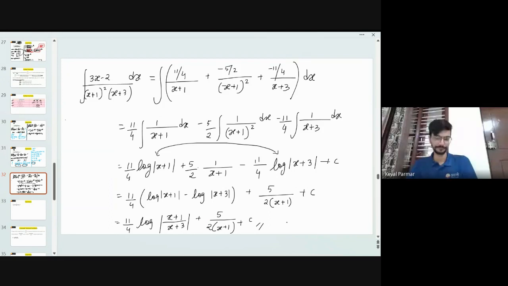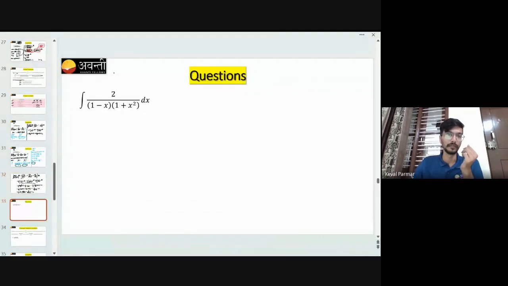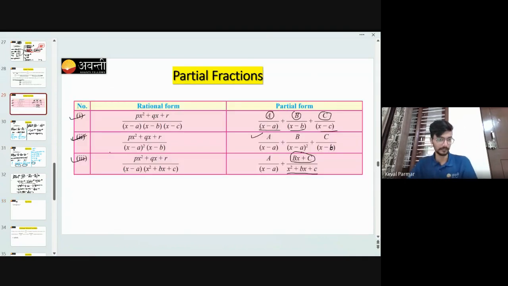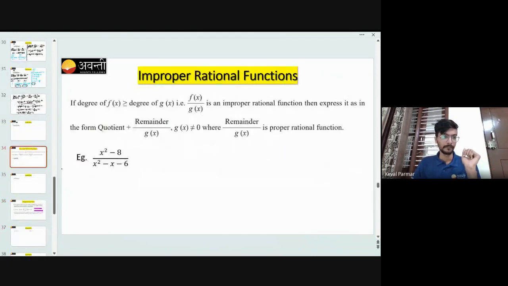I guess we should stop before starting the next topic. So I guess we'll continue it next time. We are left with this third one, where we have quadratic. If we start the third one, we'll not be able to complete it in time. Got it?